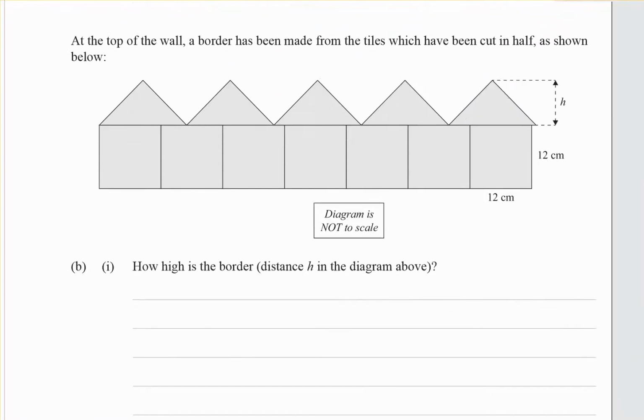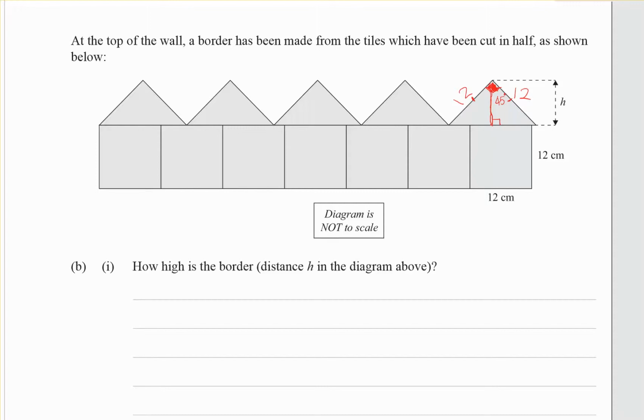Right. So now we're making patterns with our tiles. How high is the border? Now these are our tiles here cut in half, so they must be 12 by 12. We want to find that height down the middle there. Because they're isosceles, we can drop a perpendicular and make ourselves a right angle triangle, and that angle at the top there will be half of the 90 degrees, which will be 45, and the reason we know that is because the triangle originally was isosceles.